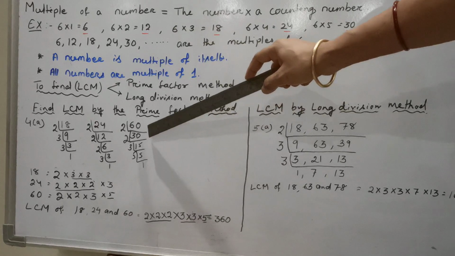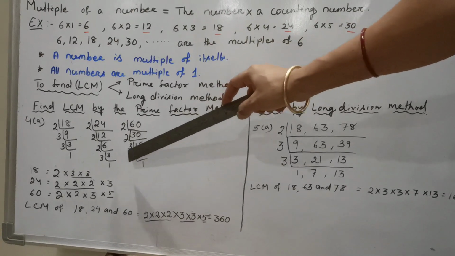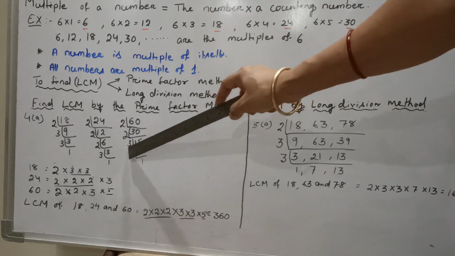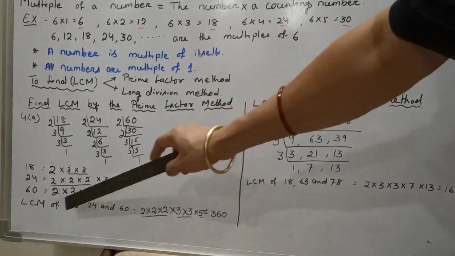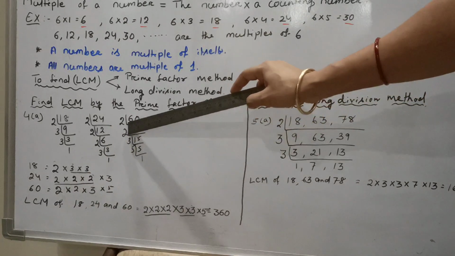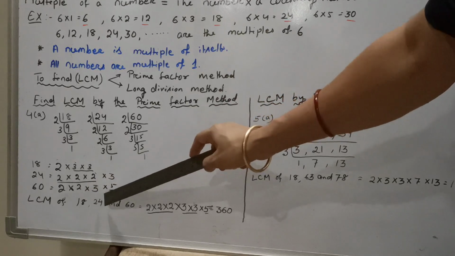Then find out the factors of 60. 60 divided by 2 is 30. 30 divided by 2 is 15. 15 divided by 3 is 5. 5 divided by 5 is 1. So 60 equals 2 into 2 into 3 into 5.